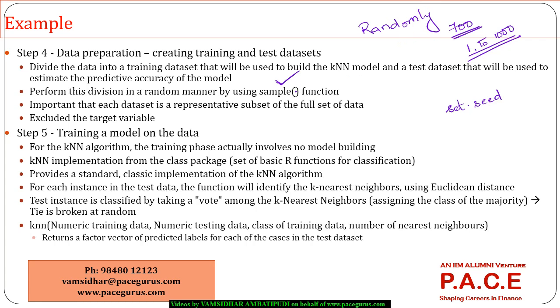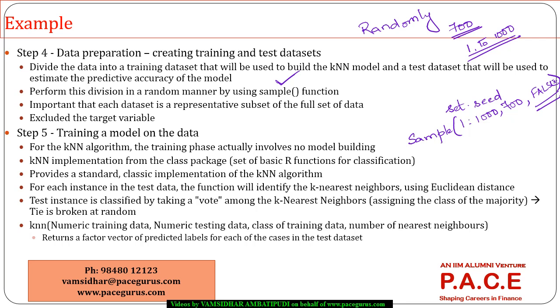The sample function will say, you take a sample from 1 to 1000. Out of 1 to 1000 chits, you pull 700 chits wherein there is no replacement. Replacement is set to false, which means no value will be repeated twice. So that is the job of a sample function. Randomly some 700 observations will be pulled and they would be assigned to the training data.